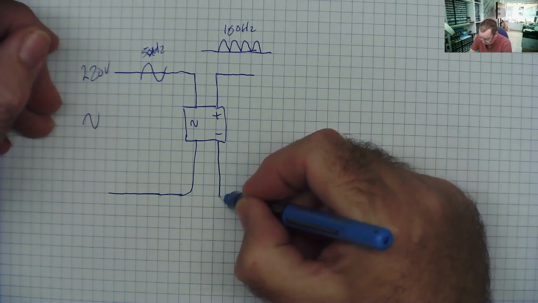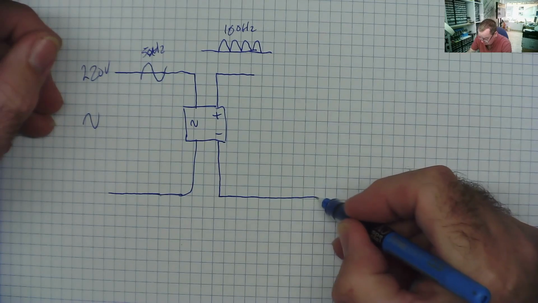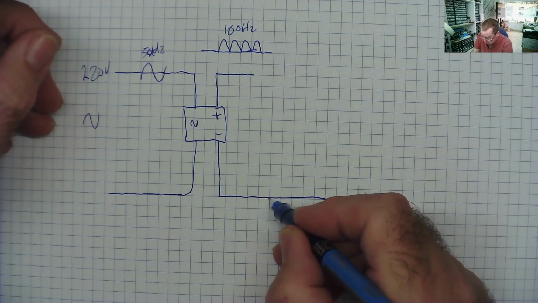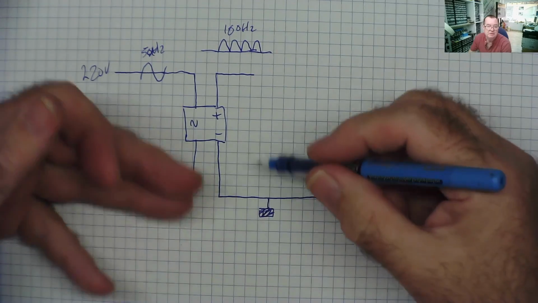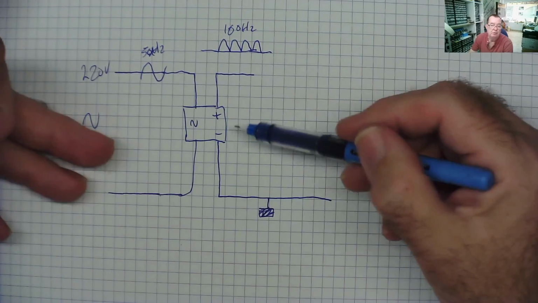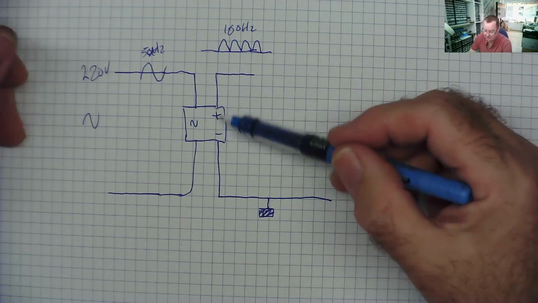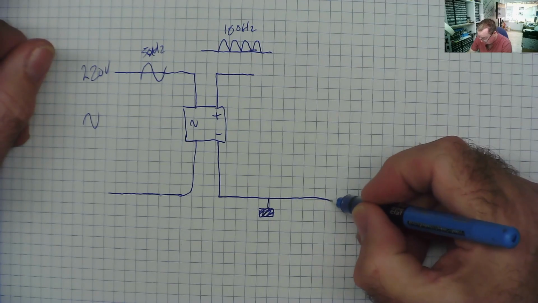So with this one, this is hot ground. By hot ground, it means it's connected to either the live or the neutral, alternately via the diodes in the bridge rectifier. So that's your hot ground.